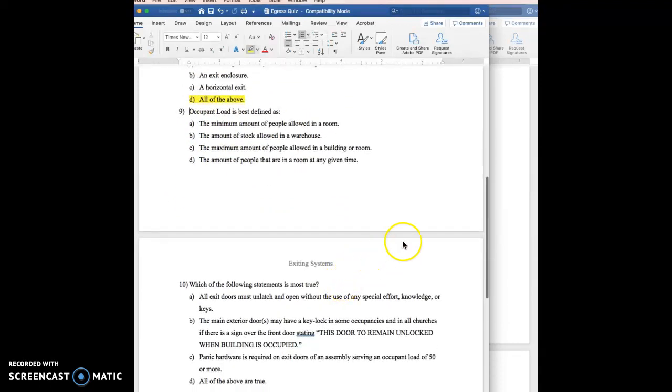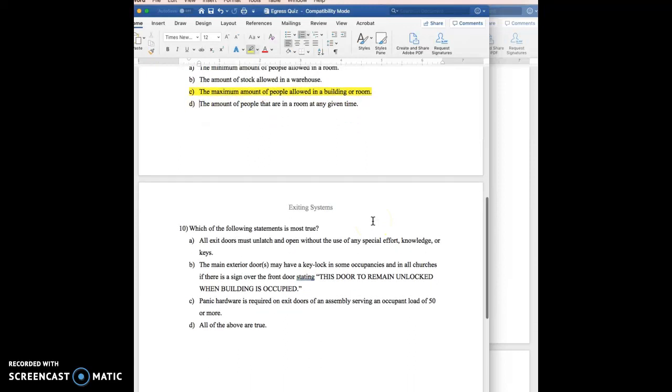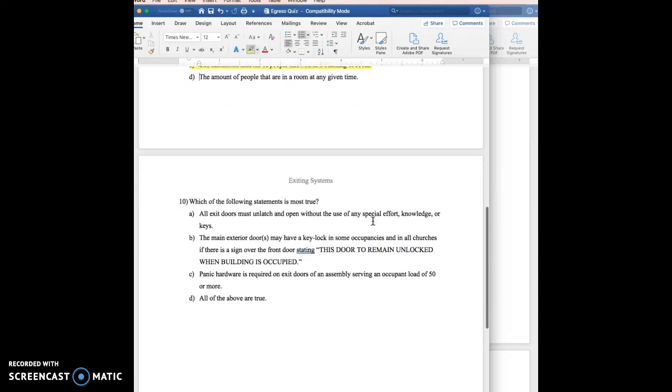Okay, occupant load is best defined as, this one tricked a few of you, the maximum amount of people allowed in a building or room. And a lot of times they'll say, well, we only have that amount of people every once in a while, or they want to play games with this. No, this is the maximum amount, period. You can always have less, but you can't have more. This comes up a lot in nightclubs and stuff like that. We're not going to let them pack these people in there because of how dangerous it is.